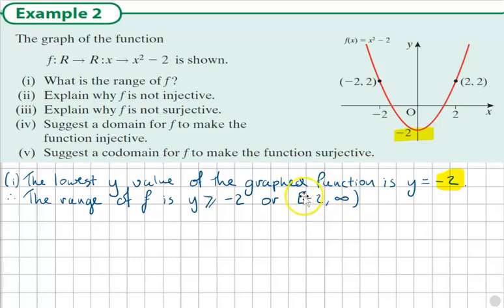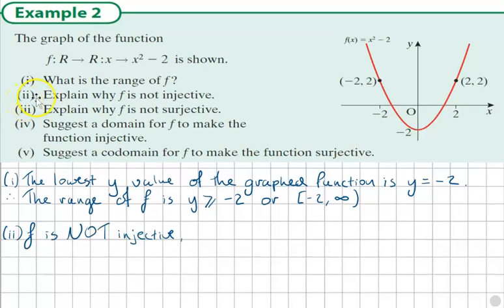When there's a square bracket, it means that that value is included. If this had been a curved bracket, it would indicate that minus 2 was not included, it was everything above minus 2. But because it's a square bracket, minus 2 is included. So everything that's greater than or equal to minus 2, that is the range of f.